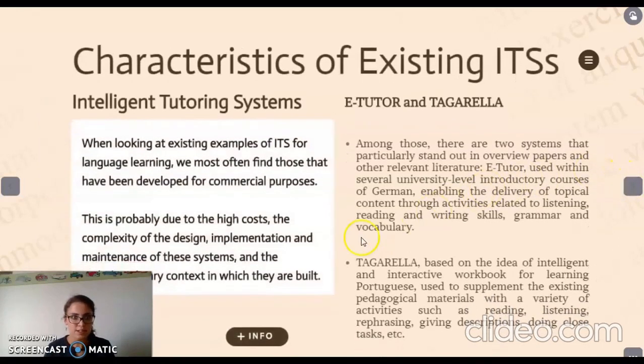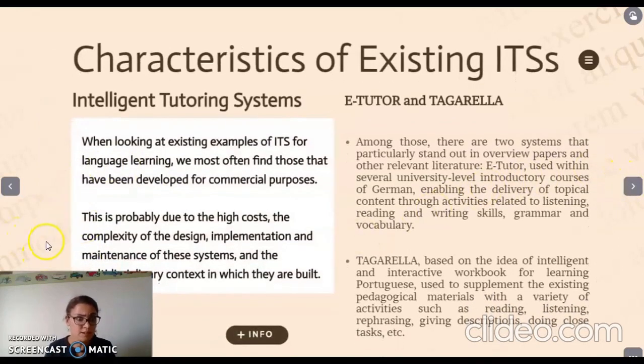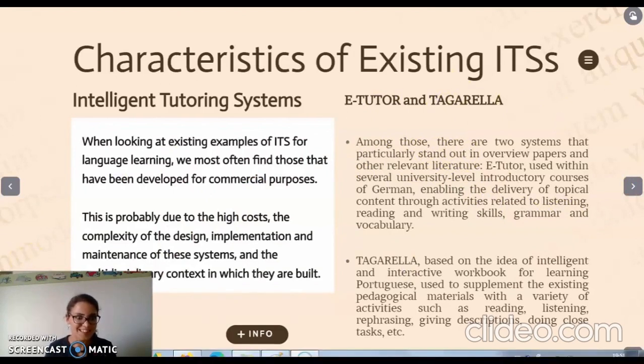I think yes, and there are two examples. Maybe I have to stop here. There is a tutor and Tagarella, and I will stop here.